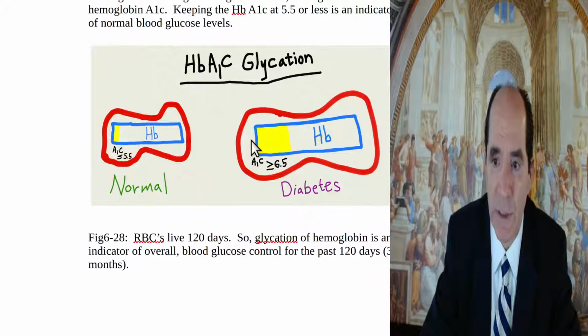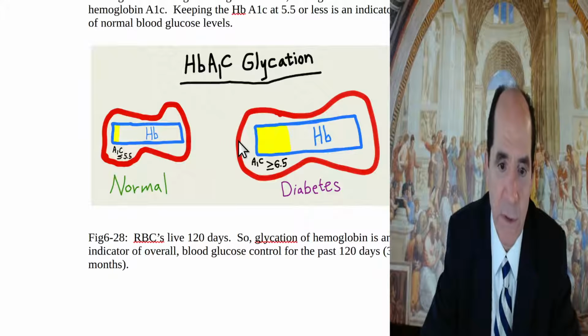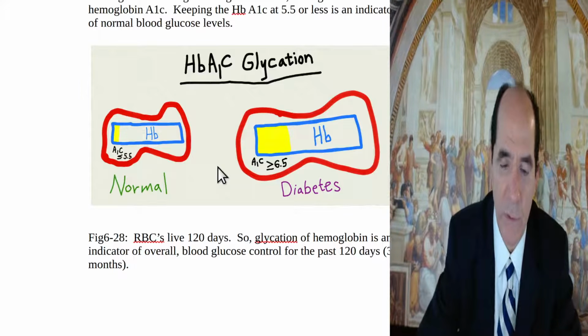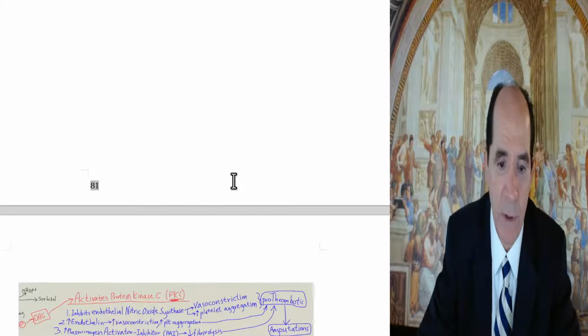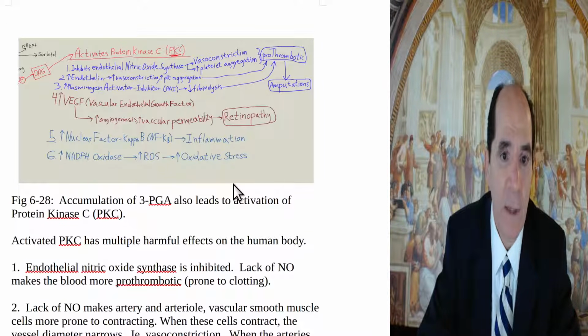Okay, so it's going to stiffen the RBCs as well. All of this stuff is bad. It's an indicator over a course of 3 months, 120 days, because red blood cells live 120 days, of glycation and blood glucose levels. Here's some more of the things that happen.